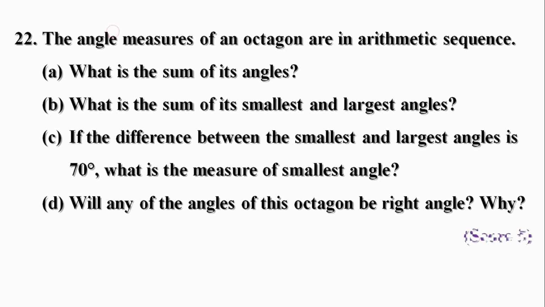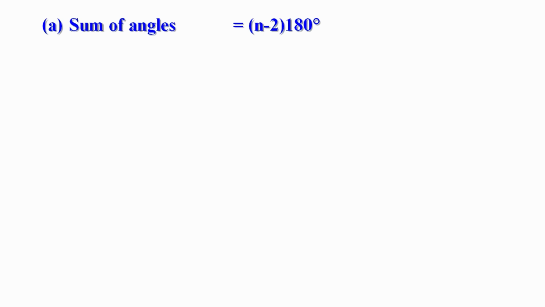Why? The sum of the angles of an n-sided polygon is (n minus 2) into 180 degrees. Here the number of sides is 8. So it can be written as (8 minus 2) into 180. That is 6 into 180, and that is equal to 1080 degrees. Therefore, the sum of the angles of an octagon is 1080 degrees.